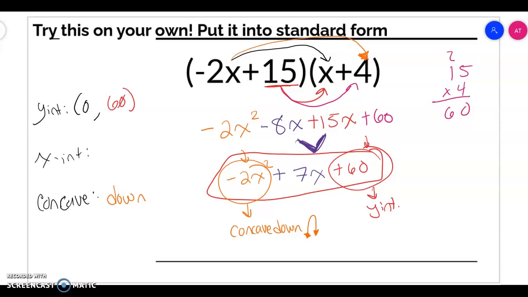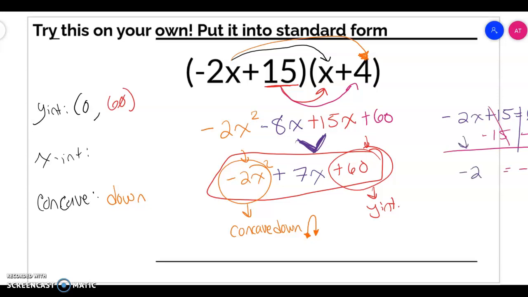And in order to figure out my x-intercepts, since this is a negative 2x plus 15, we're going to set that equal to 0. And it's the same thing as setting the other one, x plus 4, equal to 0. But in this case, I have to actually do a step. So in order to get x by itself, I have to subtract 15. 0 minus 15 is going to give me a negative 15. The reason I'm doing this math is because I want to know what times this negative 2 is going to get me to plus 15 to get me to 0.